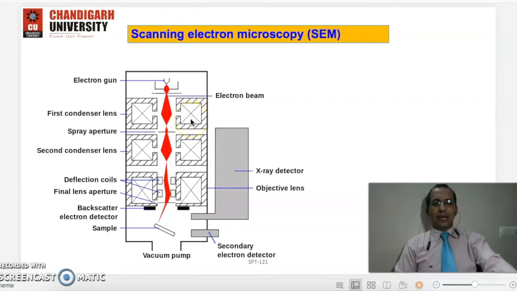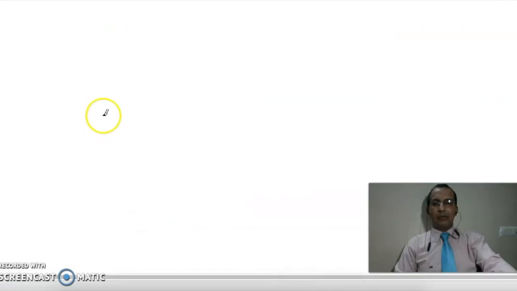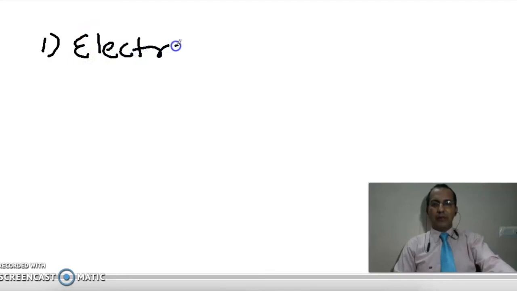So let me try to make it a bit clearer with the help of this simple explanation. The important component you need in the case of the electron microscope is one electron gun. That is the first thing you need, because if we don't have electrons, then how can we scan a sample with the help of electrons? That is the first parameter.